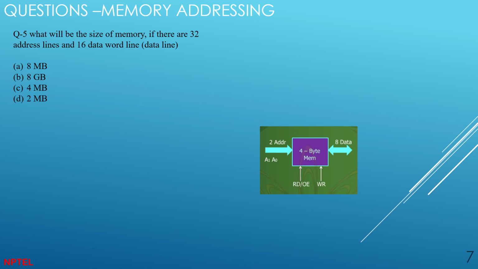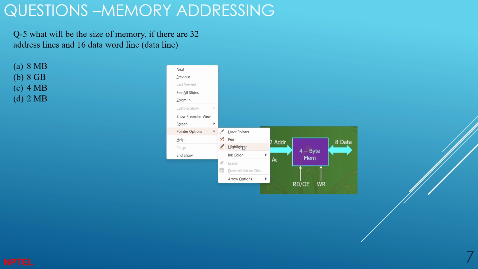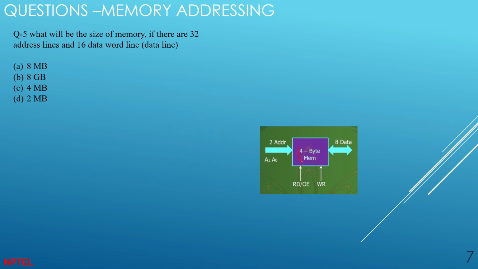So how do we solve this kind of problem? In this question, it is written that it is a 4-byte memory. What do you mean by 4-byte memory? It means the number of registers multiplied by the size of each register. With two address lines, we can have a maximum of four registers, and each register has a size of 8 bits, and 8 bits can be changed to 1 byte. So it's a 4-byte memory. Simple, right?